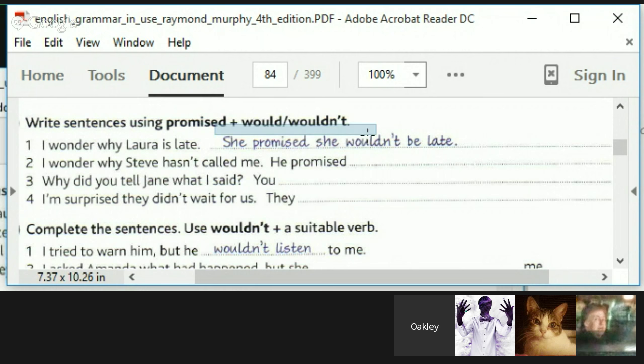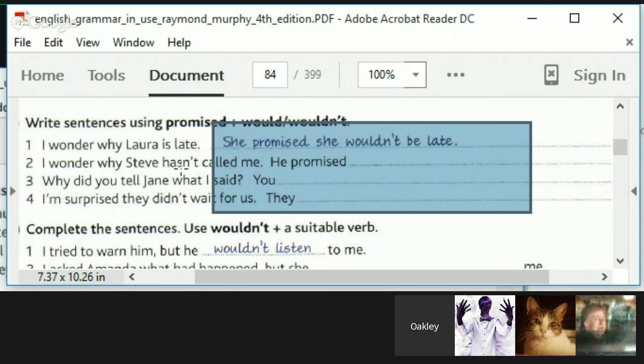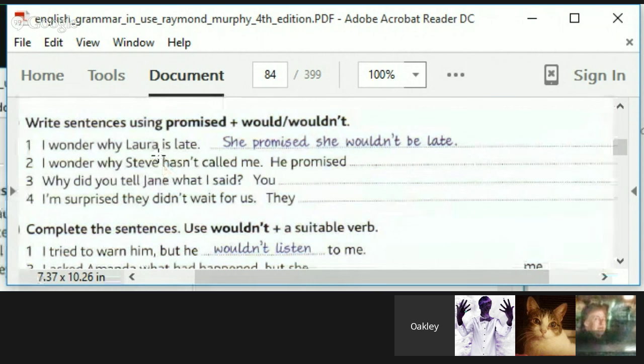Notice that they're all in the present tense. They're not in the past tense. Even though, okay, he has not called me yet. Why did you tell? Past tense. They didn't wait. When we use promised, actually, I don't think it's possible to say promised he wouldn't have done that. I don't think it's possible. It sounds very weird. So I think this is a little kind of an exception.